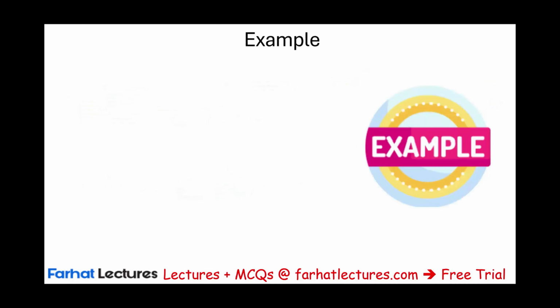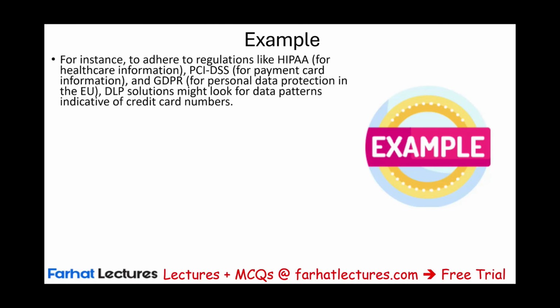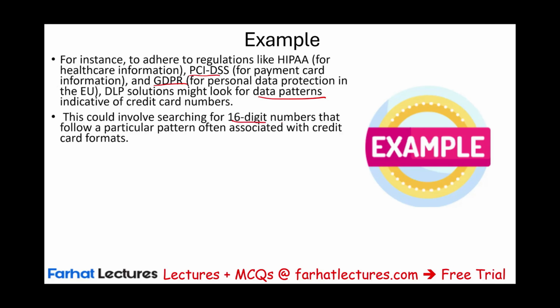Just to kind of give you the big picture before we dive into the best practices, for example, to adhere to regulation like HIPAA or PCI DSS for payment card information, or the GDPR for personal protection data for the EU citizen, a DLP solution might look for data patterns indicative of credit card numbers. So you would have a system searching for 16-digit numbers that follow a particular pattern. For example, Visa card always start with 47. I'm not saying that's the case, 16, but they always start with the first 4 digits.